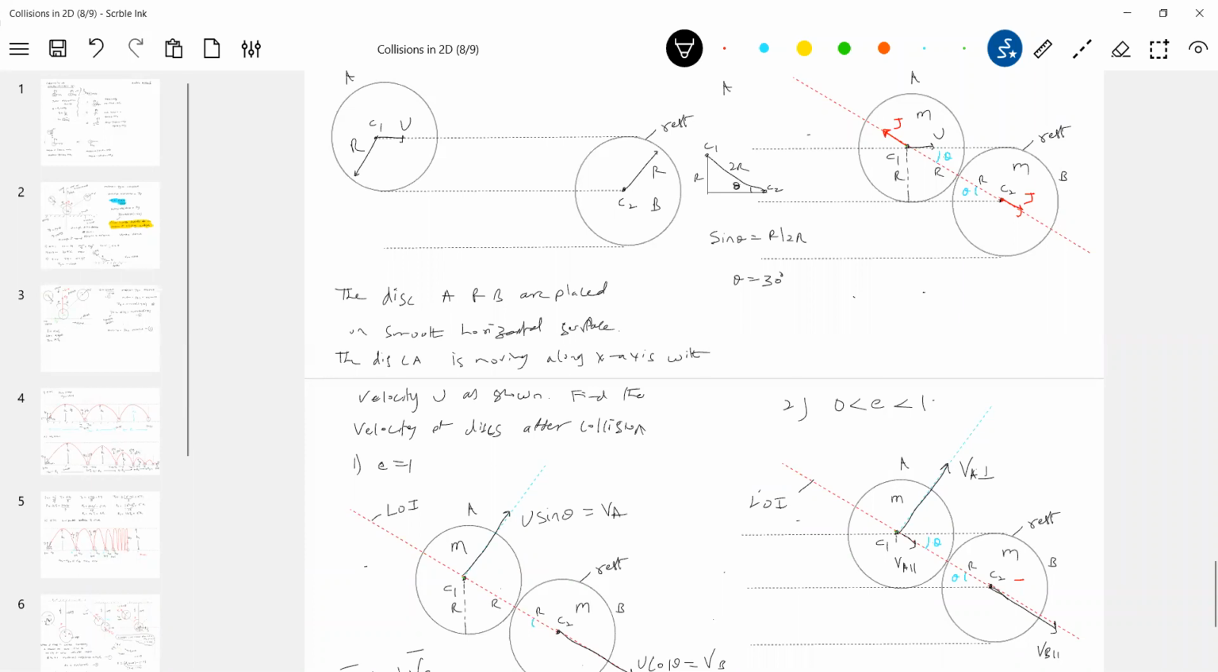The velocity of sphere A will be the resultant of VA perpendicular and VA parallel, whereas the velocity of sphere B is only V parallel, because only the impulse will act during collision. No? This is during collision. This is after collision. This is before collision. This is after collision.